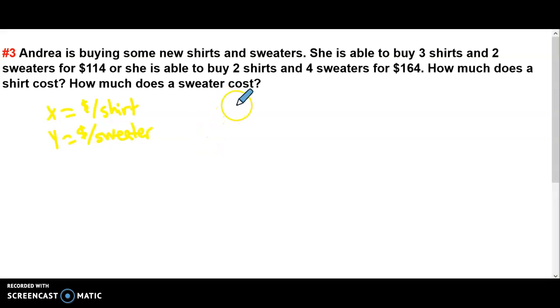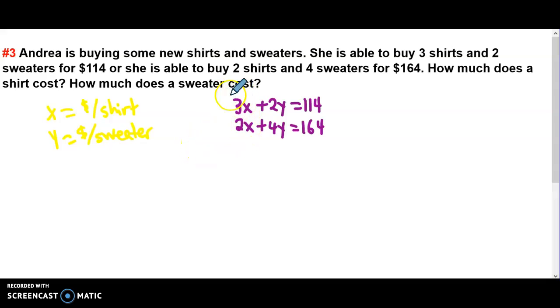So one combination she could do is if X is shirts, she can buy 3 of that, 3X, and 2 of the Y, and she can pay $114. Or she can get 2 of the X and 4 of the Y and pay $164. These are kind of big numbers compared to the other systems, which is fine. I believe the easiest way to do this would be, I mean, you can do substitution also, but since I don't have anything solved by itself, I will personally try to do elimination here.